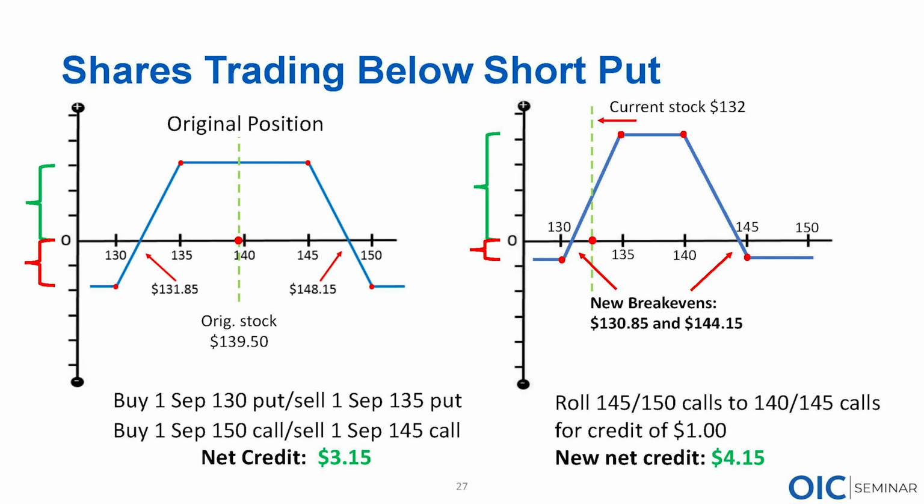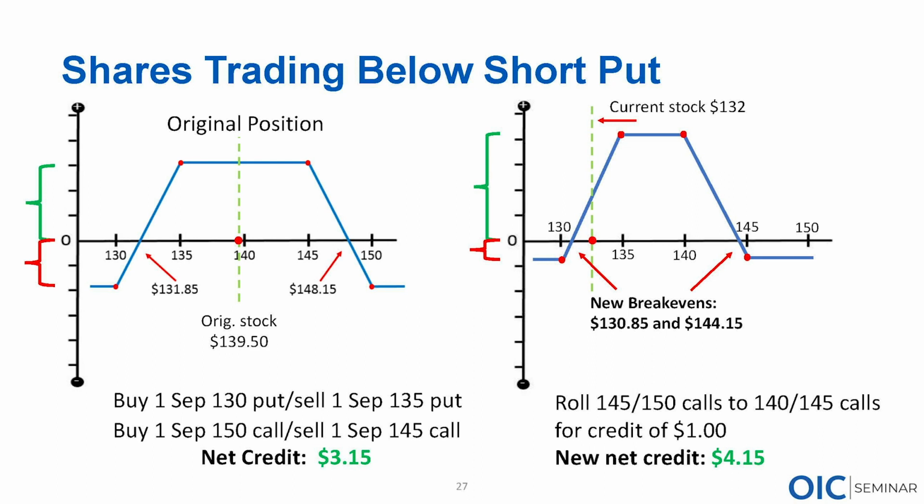On the left side, we're reminding ourselves what the original position was. Stock at 139.5, and we know where our break-even points are: up at 148.15 and 131.85. That was our short strikes plus the total premium amount that we received.